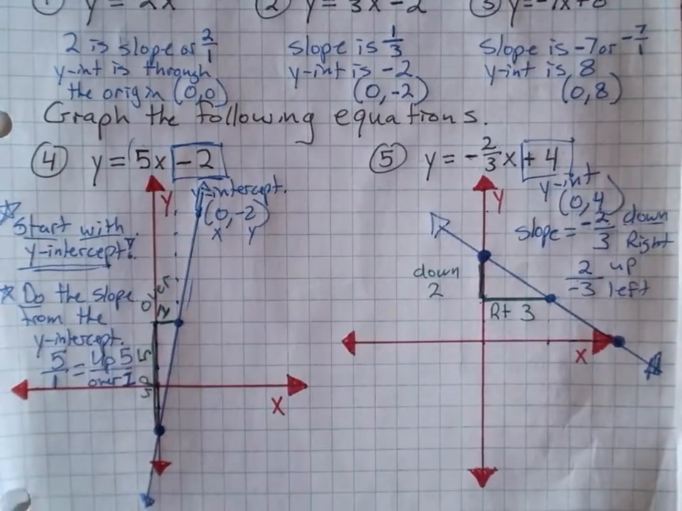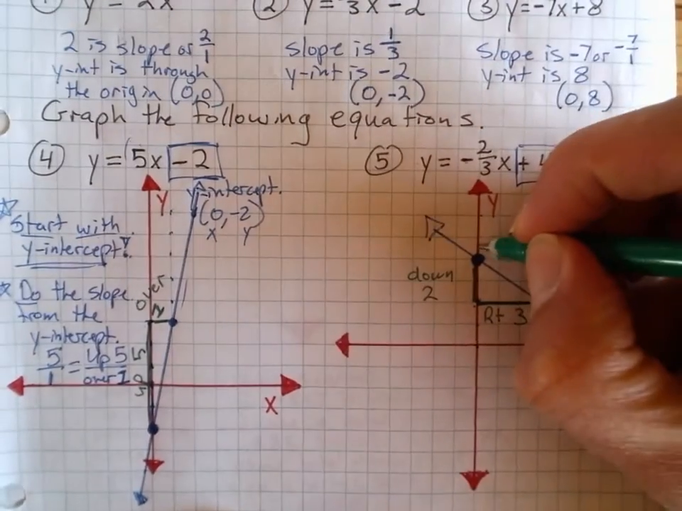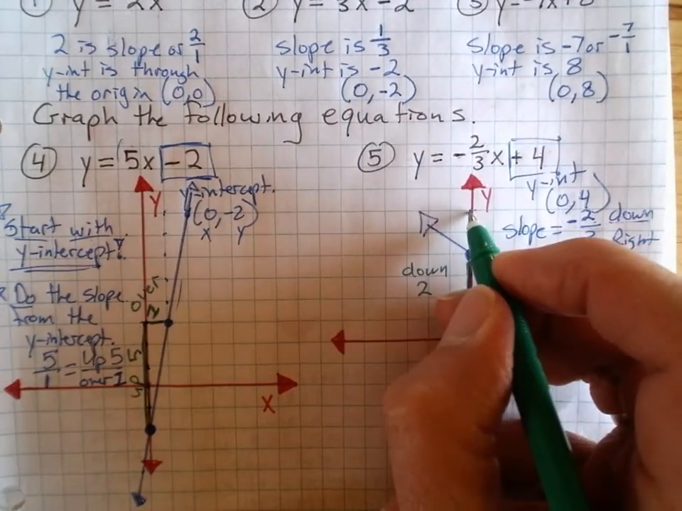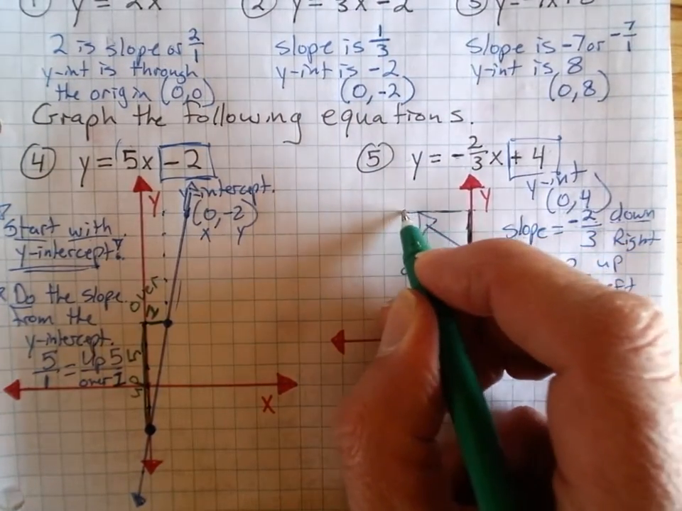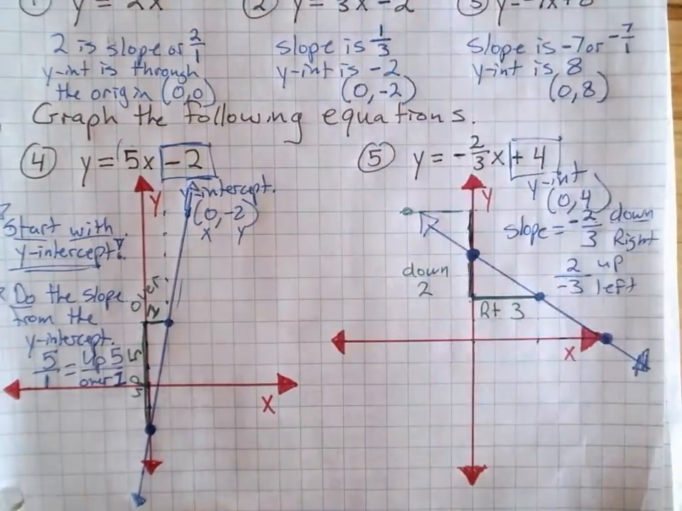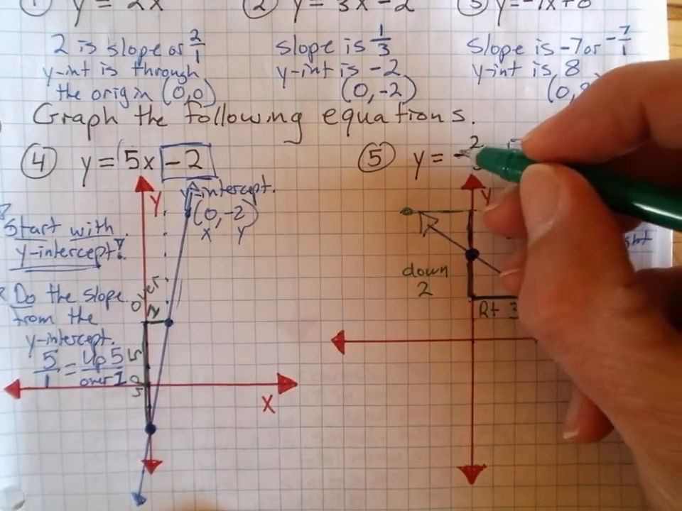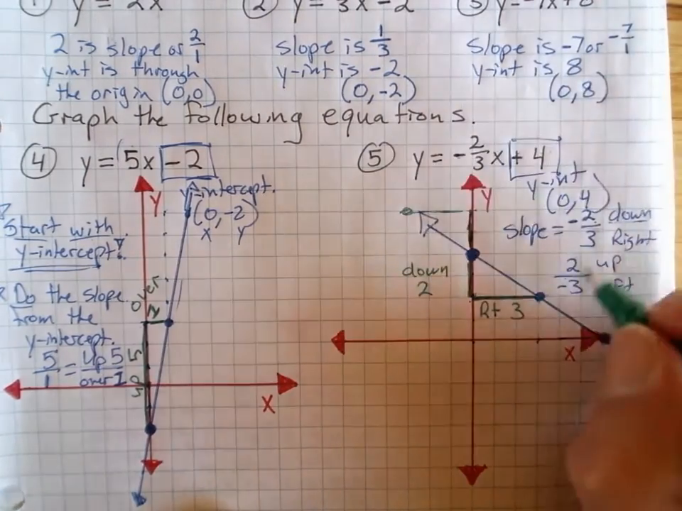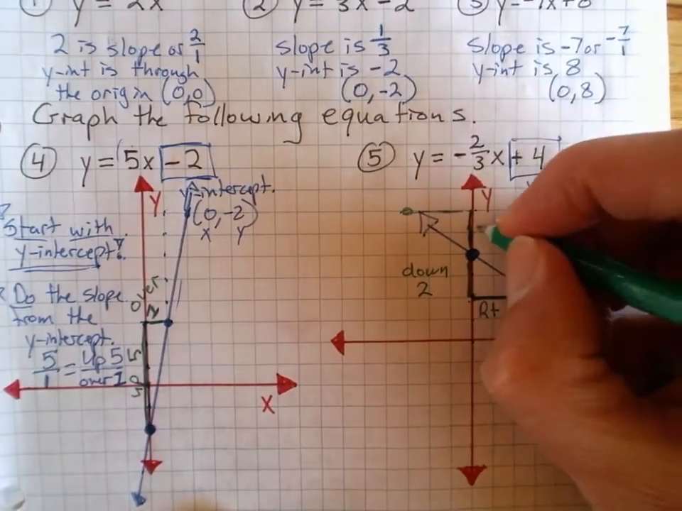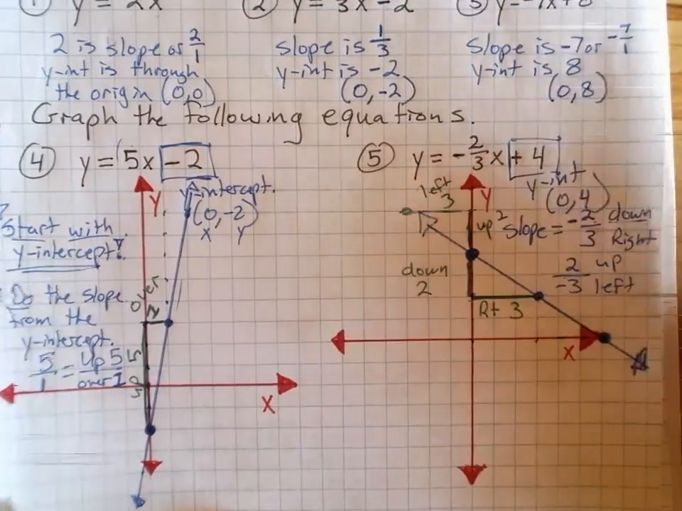Let's see, okay? Let's get the green. So what if I went up 2? Could I go over 3? Oh my goodness, look at that. It's still on the line, which is pretty cool. That's why I say you can choose. You could put the negative with the 2 or the 3. You still get it. You could do up 2 and left 3, which is pretty sweet.